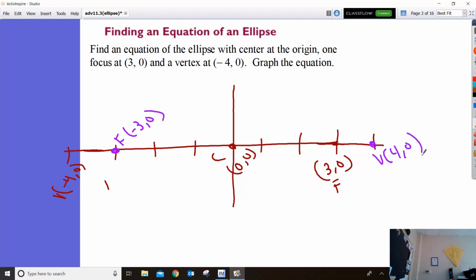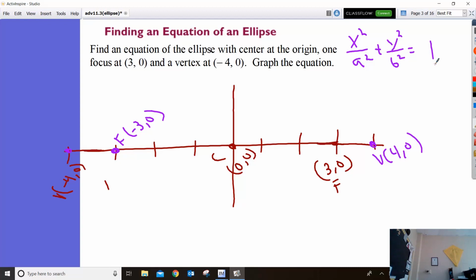Now, this has 4 of 6 points in each graph. It's the major axis. So this is an x-axis major. Right? So we're going to use a form here: x squared over a squared plus y squared over b squared is 1. And just look at that original graph. Where do you get a and c?